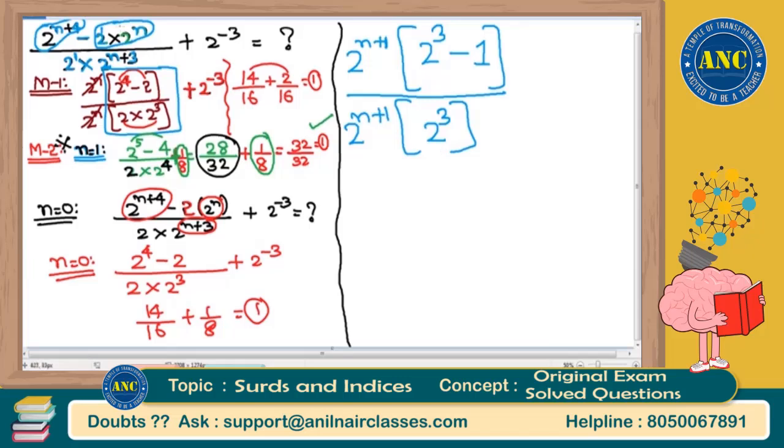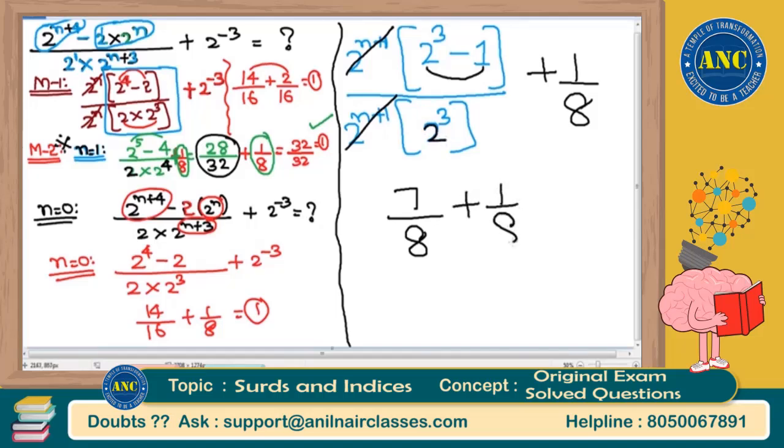I believe that it is clear for you, Arvind. And the last term I will not forget this time. I will write it. It is 1 by 8. This term will cancel, Arvind. 8 minus 1 is 7. Divided by 2 cube is 8. 7 by 8 plus 1 by 8 is 8 by 8, 1. Same thing, right, Arvind?